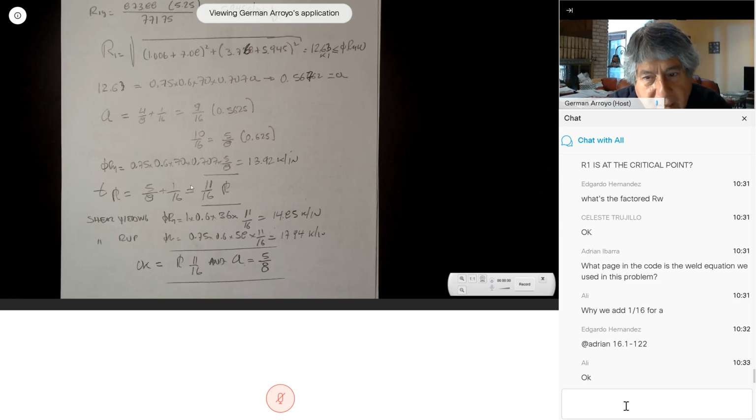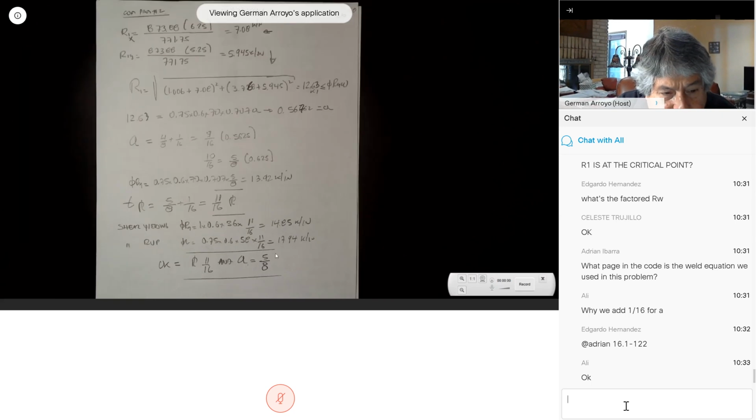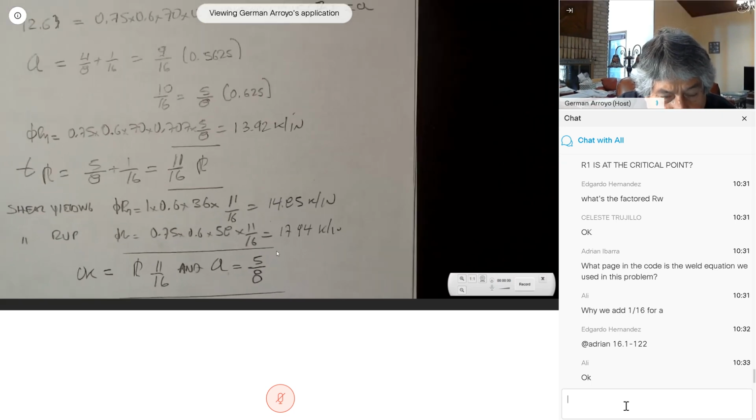But I had to check shear yielding and shear fracture because we cannot exceed those values. And here is shear yielding, 1 times 0.6 Fy times 11/16 gives me 14.85. This value is still smaller than this. And shear fracture 0.75 times 0.6 Fu times 11/16 gives 17.94. Still, this is smaller. So the weld is still controlling. So the answer is an 11/16 plate and a 5/8 weld. Okay. Any question?